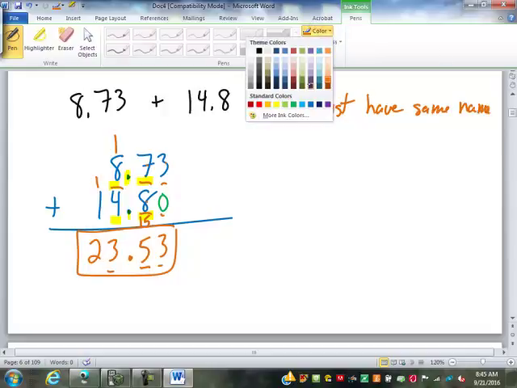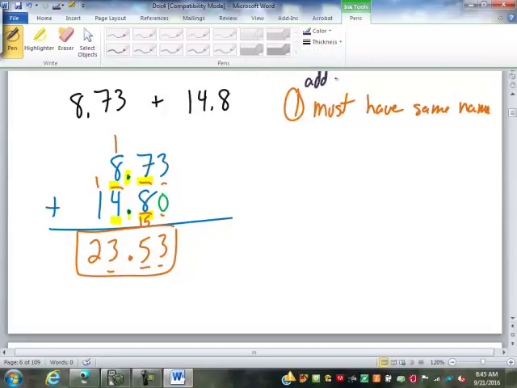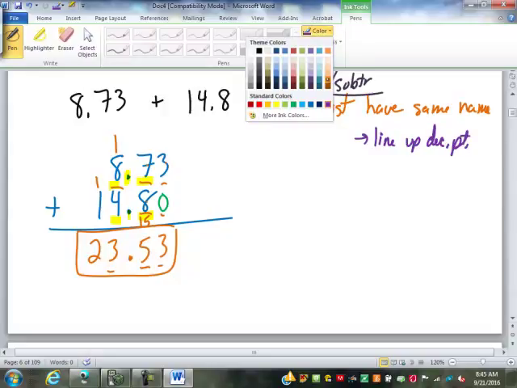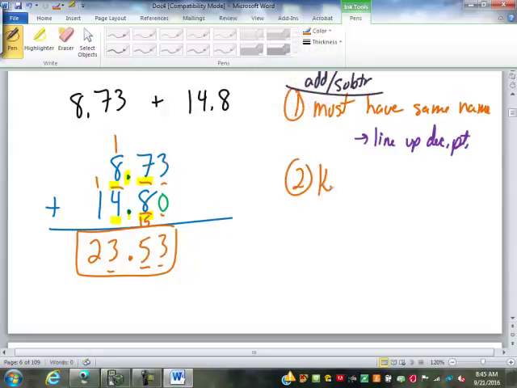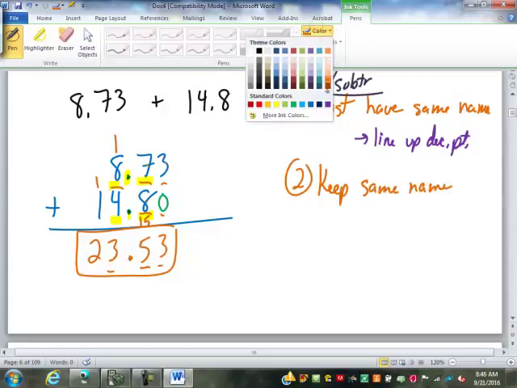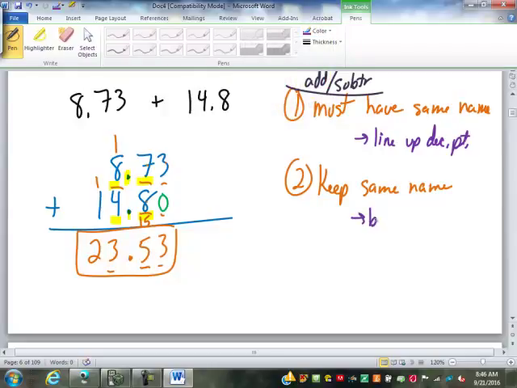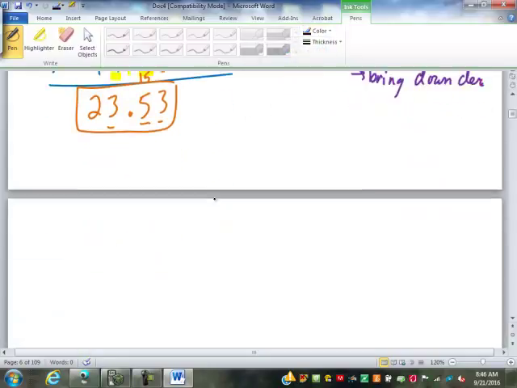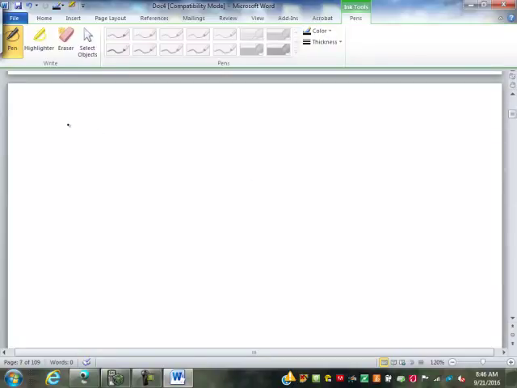This is, of course, when we add or subtract. So for decimals, that amounts to lining up decimal points. And when we add or subtract, we keep the same name. That is just bringing down the decimal point. Subtraction is pretty much the same way.